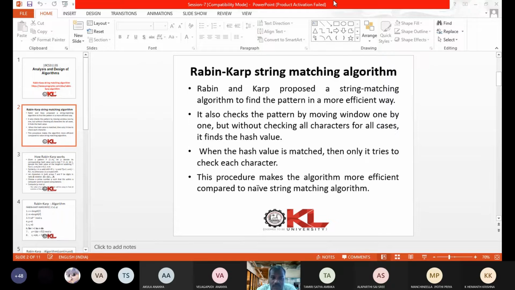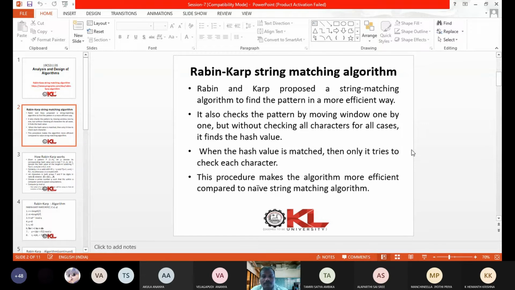As I told you, if the hash value matches, then it will start comparing the characters one by one. If the hash value does not match, then it will go to the next 3 more characters or 4 more characters based on the size of the substring. So we will see this algorithm.